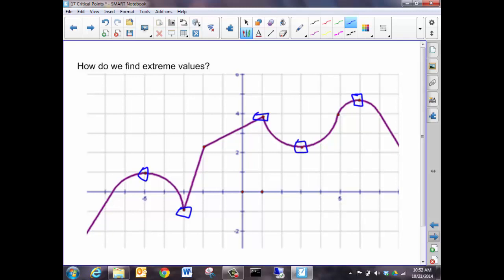What's true at each of those points for the max and the mins? Because all of those would be a local max or a local min. Okay? So the slope or the derivative equals 0, or the derivative is undefined.